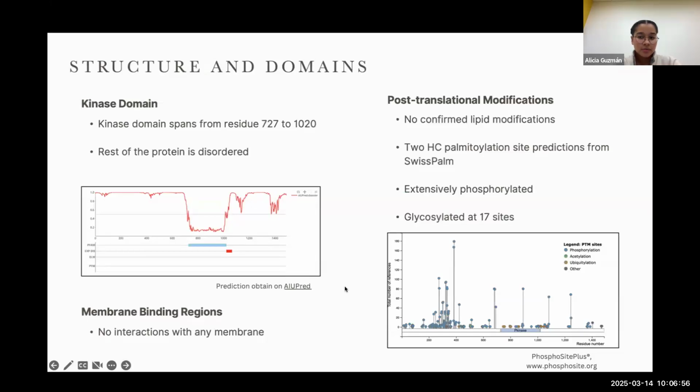This kinase is a fairly long protein. It has 1,040 residues, and the kinase domain spans from residue 727 to 1,020. This is the only ordered region of the protein, as we can see from the AIUPred prediction of intrinsically unstructured regions. As we saw earlier, the kinase has no membrane-spanning regions or lipid modifications, but as reported by PhosphoSitePlus, it counts with a wide range of post-translational modifications, including acetylation and glycosylation. Phosphorylation is definitely the most common PTM, and it is seen throughout the entirety of the protein sequence.